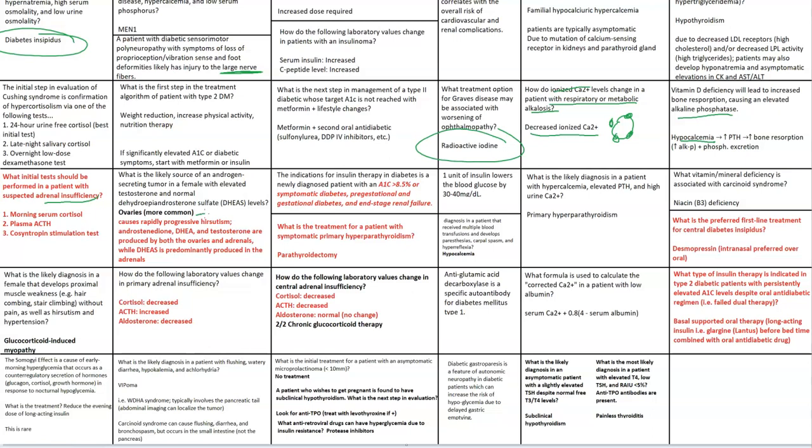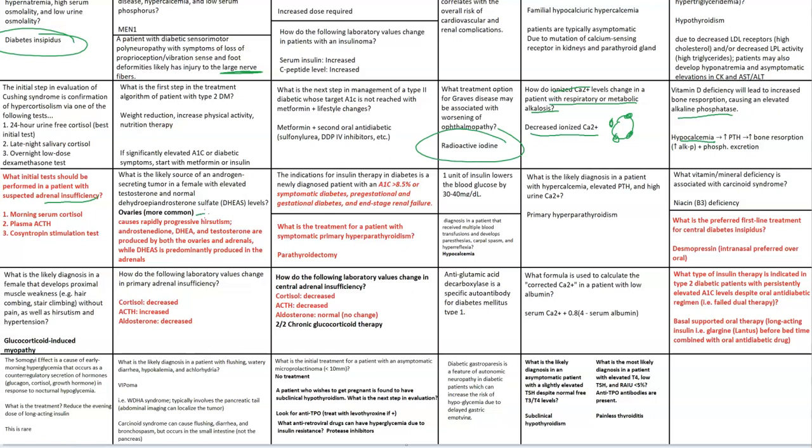The Somogyi effect is caused by more early morning hyperglycemia that occurs in counter-regulatory secretion of hormones such as glucagon, cortisol, growth hormone in response to nocturnal hypoglycemia. What is the treatment? Reduce the evening dose of long-acting insulin.